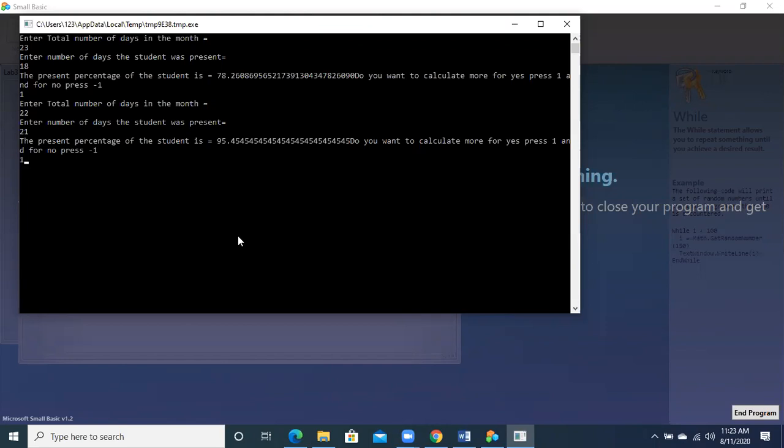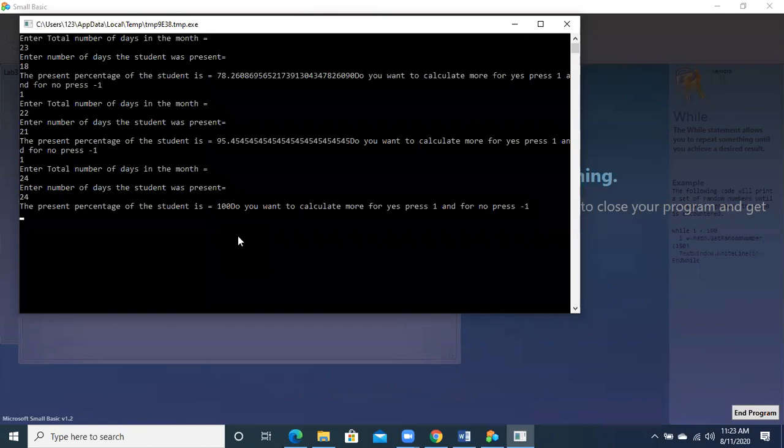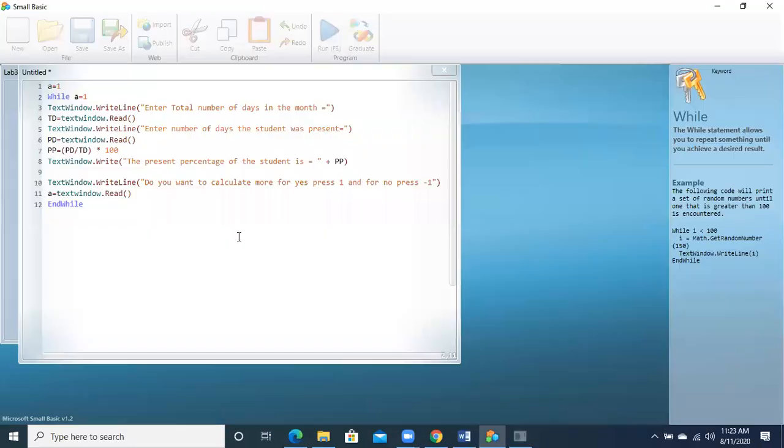Again अगर मैं कहता हूँ 1, it will continue. Again it is asking me, I will say total number of days are, let's suppose, 24, and the student is present for the 24 days. Attendance is 100%. Do you want to calculate more? अगर मैं कहता हूँ -1, this time I am saying -1. Now see, it will be terminated. अब रुक गया, अब खत्म हो गया.